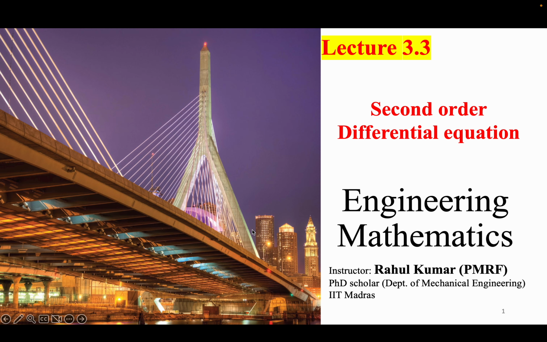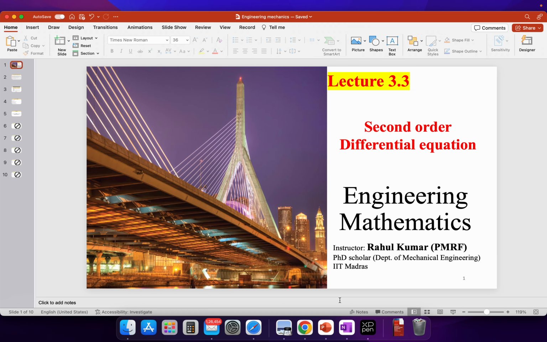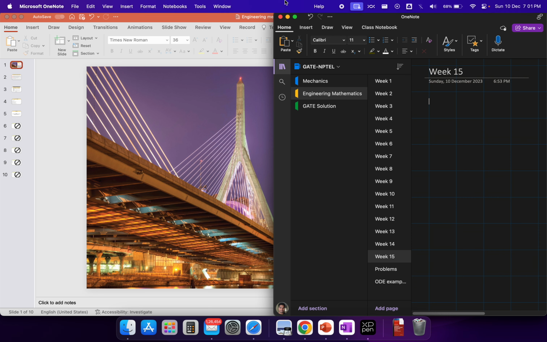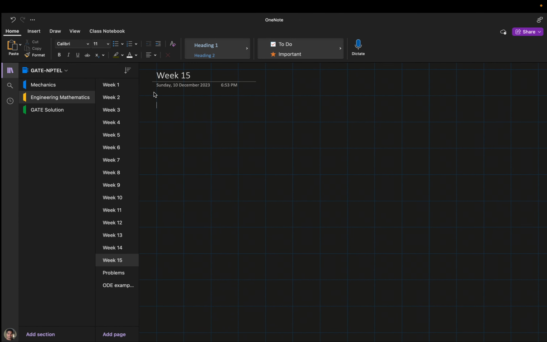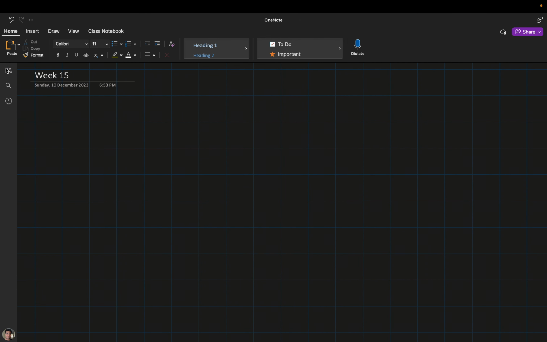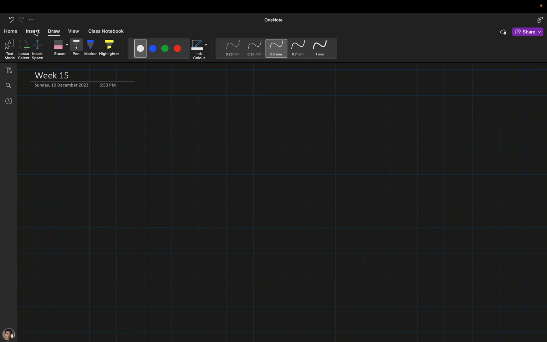Okay, so let's start. Today's topic is the second order linear ordinary differential equation. You will frequently see this kind of differential equation when I talk about the second order.